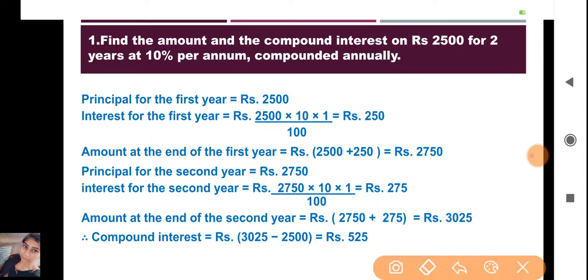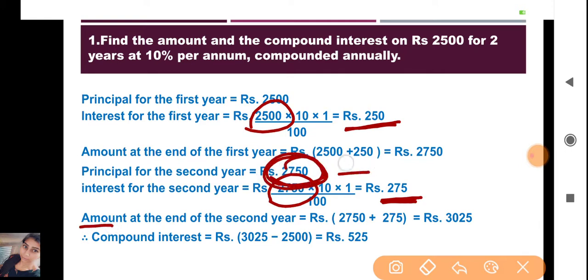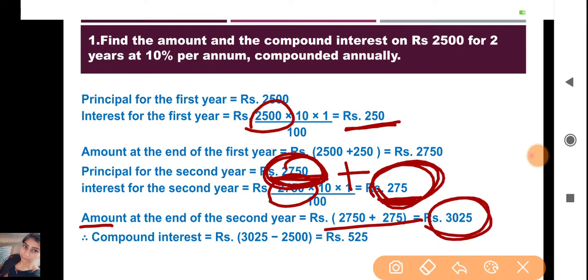And as you can see here, for the first year the interest is different because that depends on the principal. For the second year the interest is again different because this again depends on the principal, but this principal is the new principal, not the earlier one. So now we are going to find out the amount. Again, amount is 2750 plus 275, that is 3025. So this is my amount.